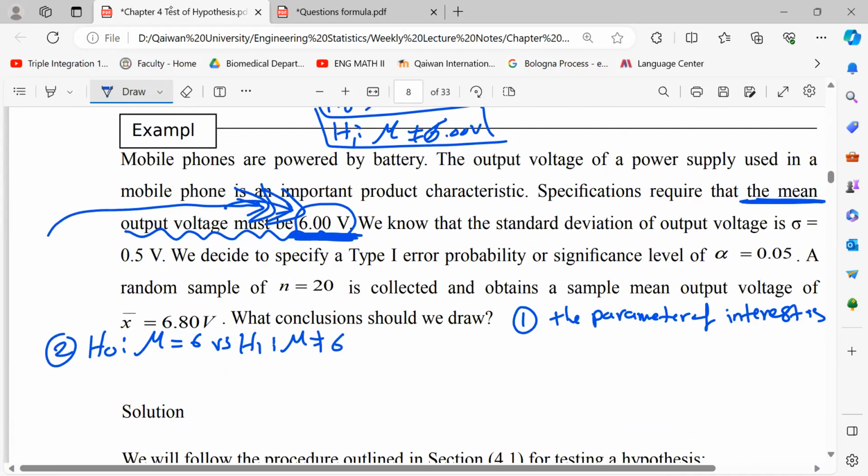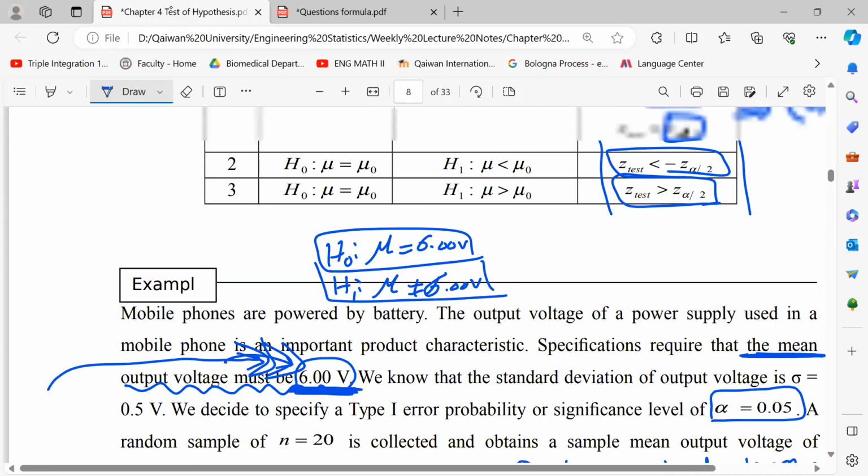Now, in the third step, we just write down the significance level. The significance level is given. It's given that alpha is 0.05. This is the significance level. So in step 3, we say alpha is 0.05. That's 3 steps.